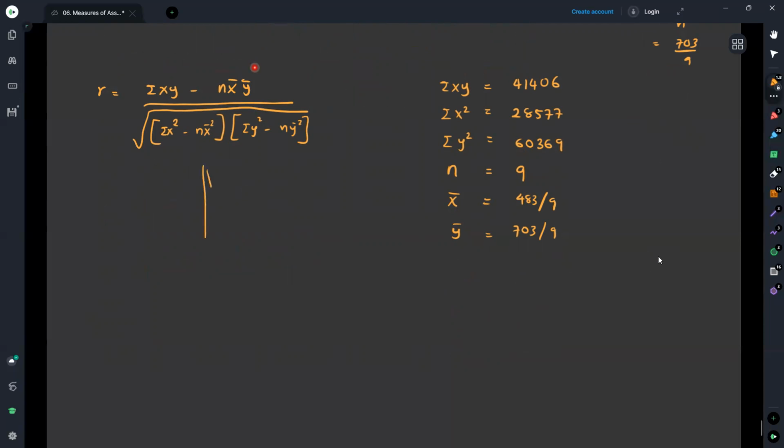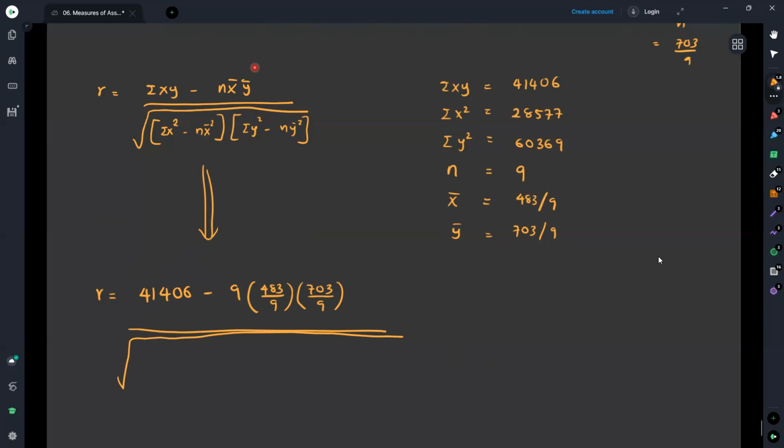Now we need to do the substitution. Then we'll get the value of r equals summation of xy, which was obtained as 41,406, minus n, where the value of n is 9, times x bar, which we can write as 483 over 9, times y bar, which is 703 over 9. And thereafter, in the denominator, we have a square root.